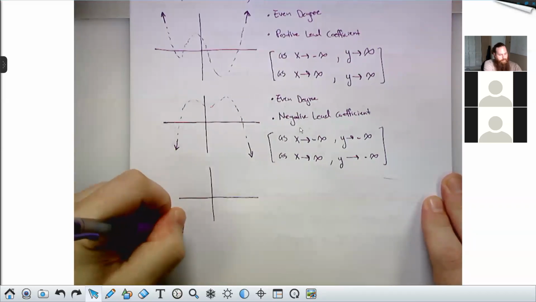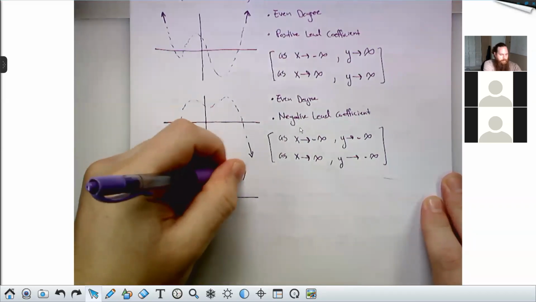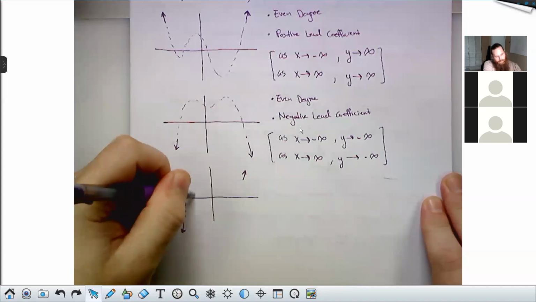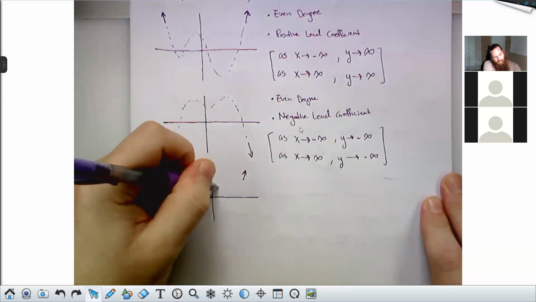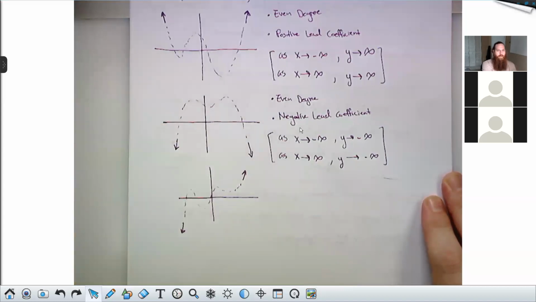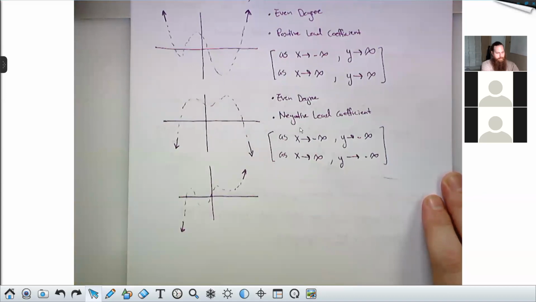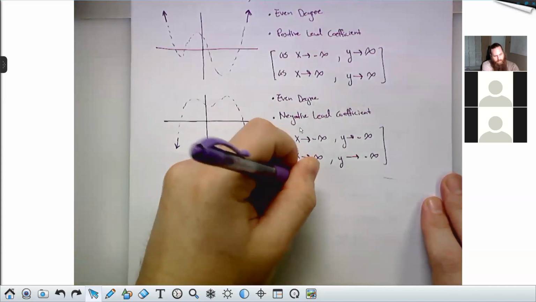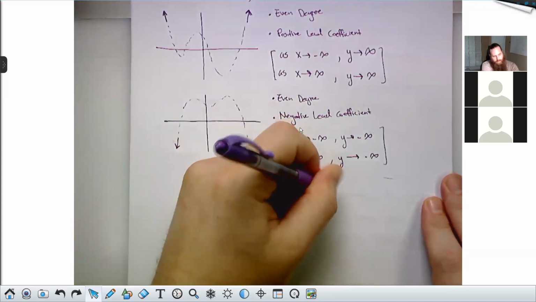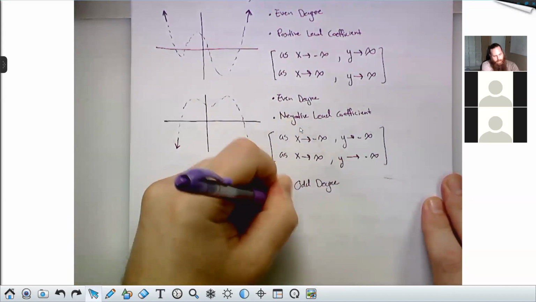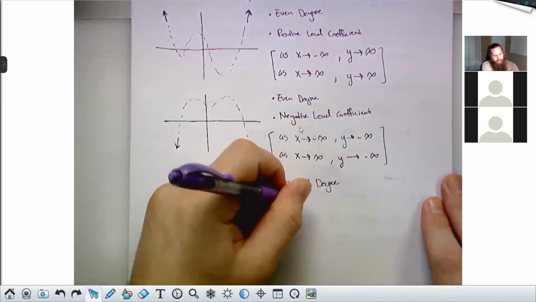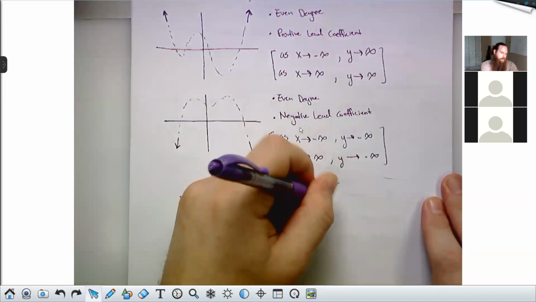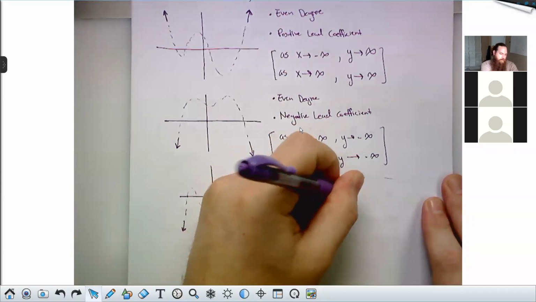If you have an odd degree and a positive lead coefficient, again, I have no idea what goes on in between. Oh, sorry, odd degree and positive lead coefficient.